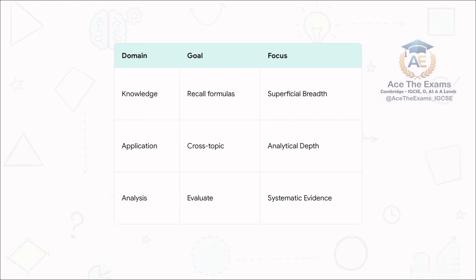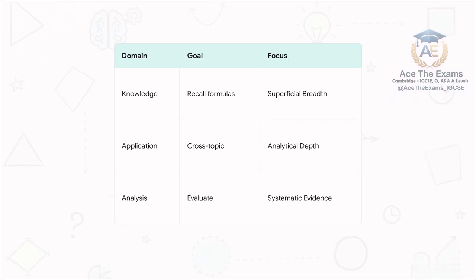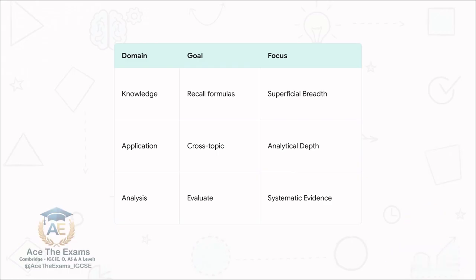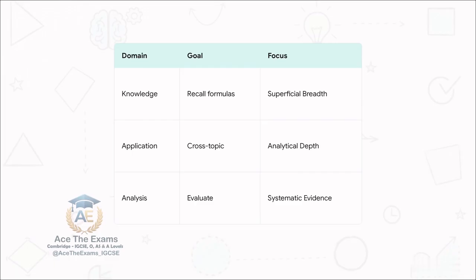But the absolute highest tier? That's analysis. This is where the assessment goal is purely evaluative thinking. The focus is on providing systematic evidence. Top-scoring candidates demonstrate this evaluative thinking by questioning their own assumptions, considering different mathematical perspectives, and justifying their decisions with solid, unshakable evidence right there on the page.